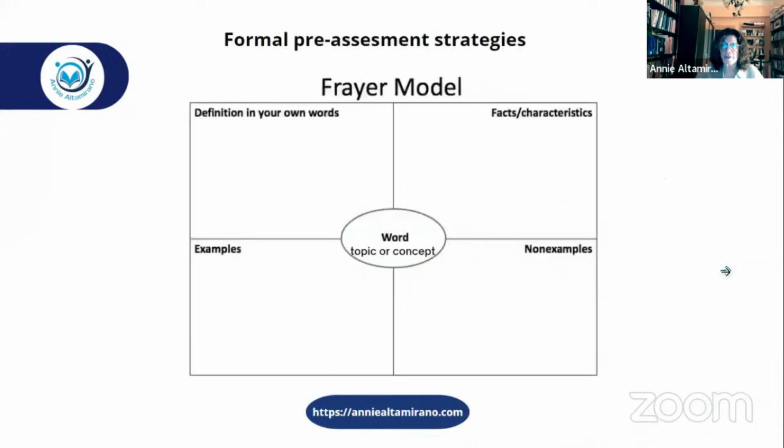Also, you can use Frayer models. Frayer models are quite useful. And in the center circle, you write a concept or a topic for an upcoming lesson, and you ask students to share their current knowledge in the 4 quadrants. And these are called definition in your own words, facts or characteristics that you know, examples or non-examples. That is, an example of what the concept is, and a non-example is an example of what it is not. It is something related to a topic or concept, but not quite the same thing.